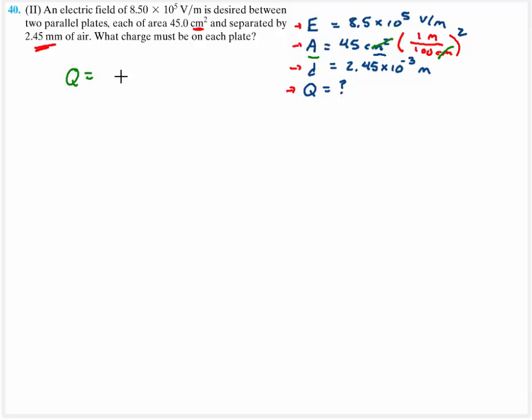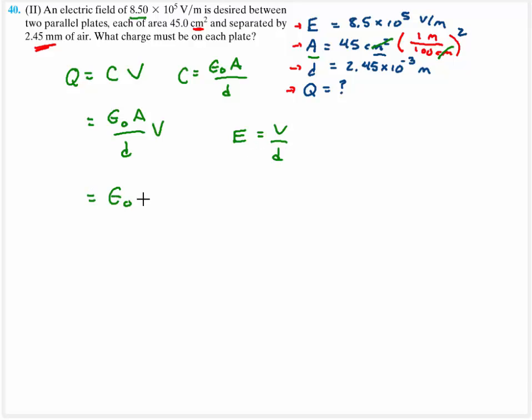Now I'm looking for the charge. I only have one expression for the charge, capacitance multiplied by voltage. But I also do know that capacitance can be written as permittivity of free space, area divided by the distance. So let's go ahead and put that guy in. I know the area and I know the distance, but I don't know my voltage. I do, however, know the electric field. The electric field can be written as the voltage divided by the distance.